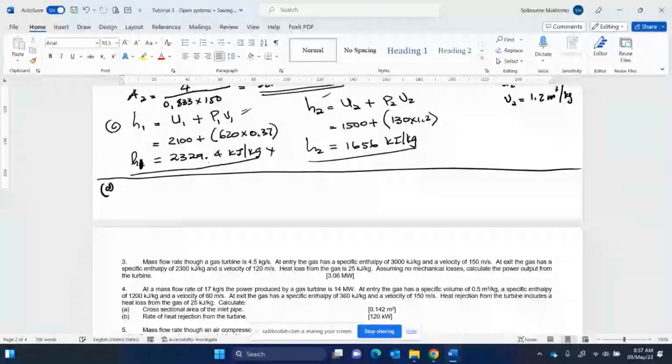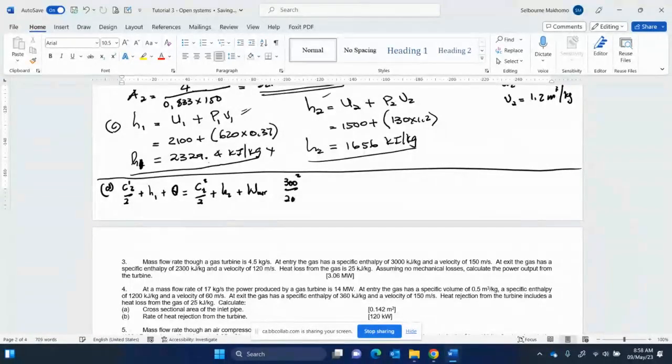For the turbine, C1 squared over 2 plus enthalpy at 1 plus Q is equal to C2 squared over 2 plus enthalpy at 2 plus work output. Now when we substitute, we are going to have 300 squared divided by 2000 plus the enthalpy, which we have already calculated, is 2329.4, plus heat. Heat is negative because it's heat lost by the system, is equal to 150 squared divided by 2000 plus the enthalpy 1656 plus the work output.